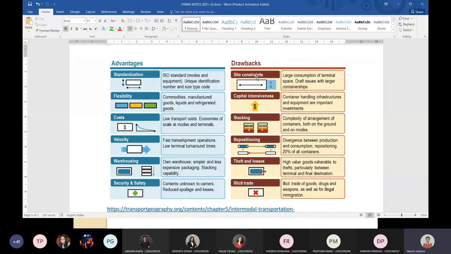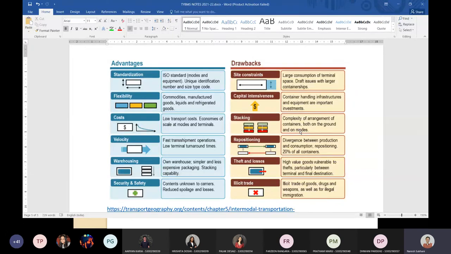Stacking: complexity of arrangement of containers, both on the ground and on modes. On modes means different modes of travel. On roadways, they are stacked on trucks. On railways, they are stacked on rail wagons. Complexity means the items which have to move first. As per FIFO movement, the containers have to be stocked accordingly, or sometimes on the basis of presence of moisture, pressure or temperature. So there is a good amount of complexity involved in stacking containers.